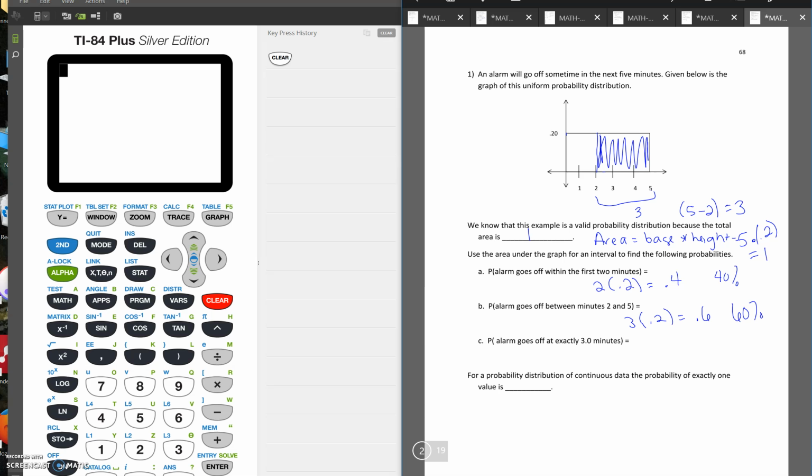And then the last part is the probability that the alarm goes off at exactly 3 minutes.